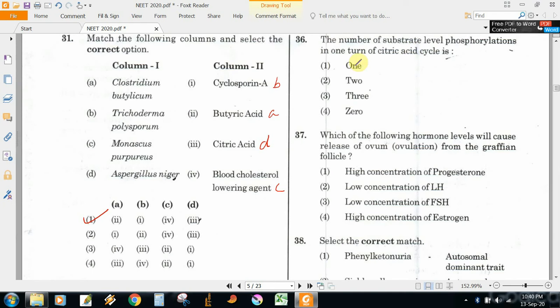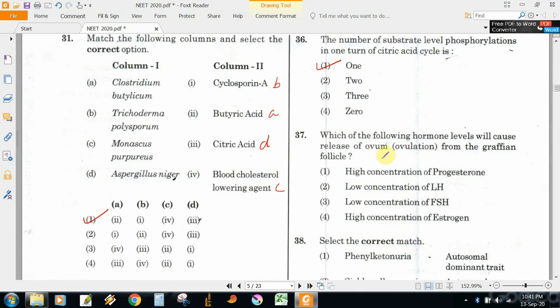So moving on, the number of substrate level phosphorylations in one turn of the citric acid cycle is 1, 2, 3, 0. It is 1. In one cycle, there is only one substrate level phosphorylation, which leads to generation of only one ATP.